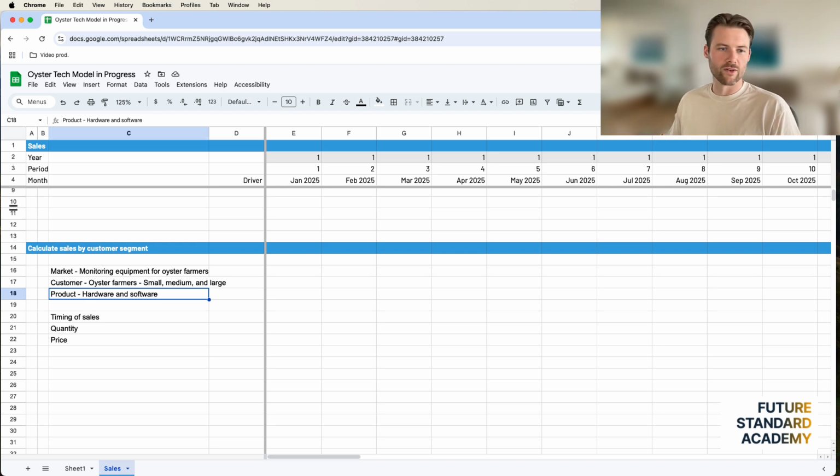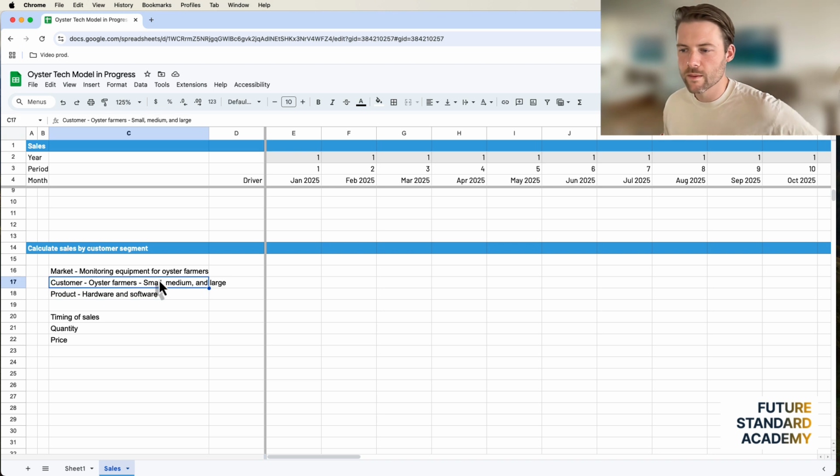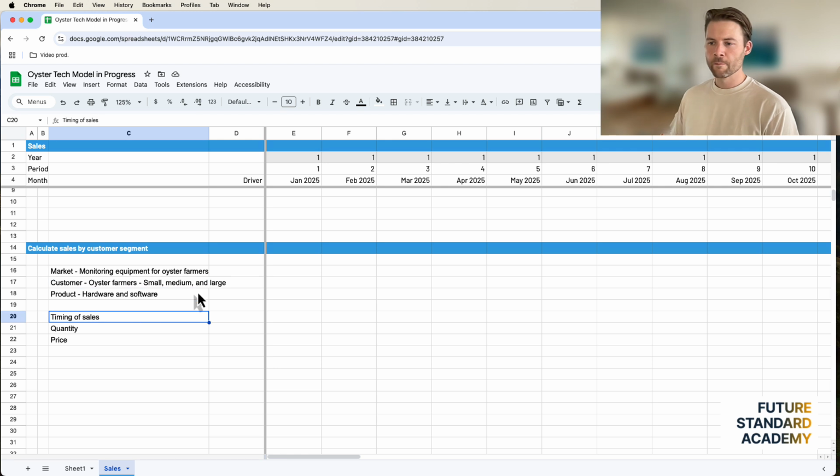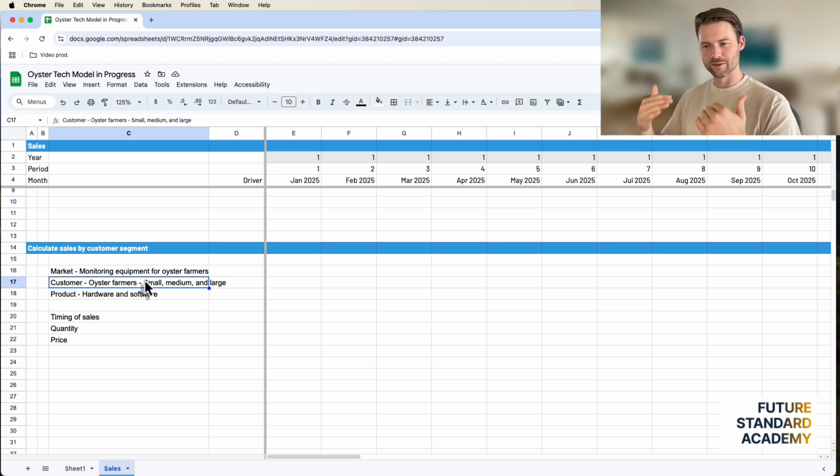In this case, however, I did leave all 3 small, medium, and large farmers into this oyster tech model by way of an example, because I wanted to show the difference that it makes to the actual calculation of sales. Now, that's just to get the scope right, just to get the information hierarchy right, so we can actually move forward with some accurate categories.